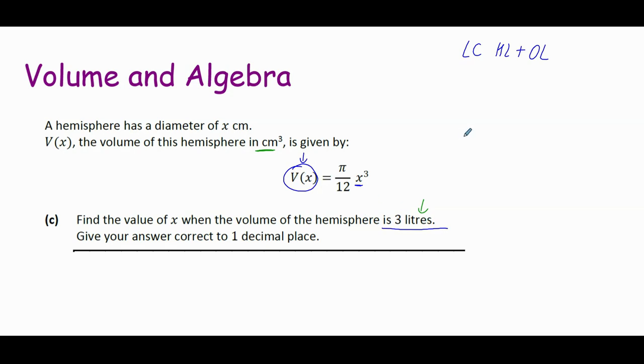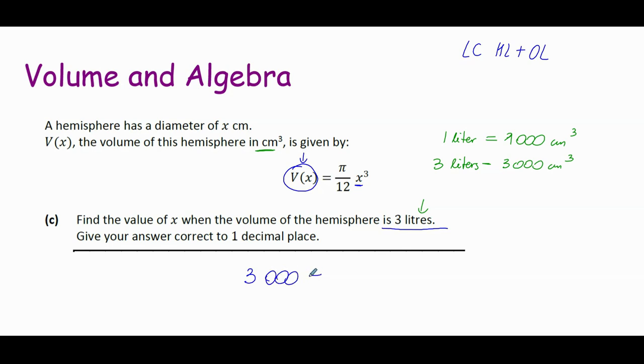So what do I know about liters and centimeters cubed? 1 liter is equal to 1000 centimeters cubed. So if I have 3 liters, that means that is 3000 centimeters cubed. Okay, so we replace that volume with 3000.